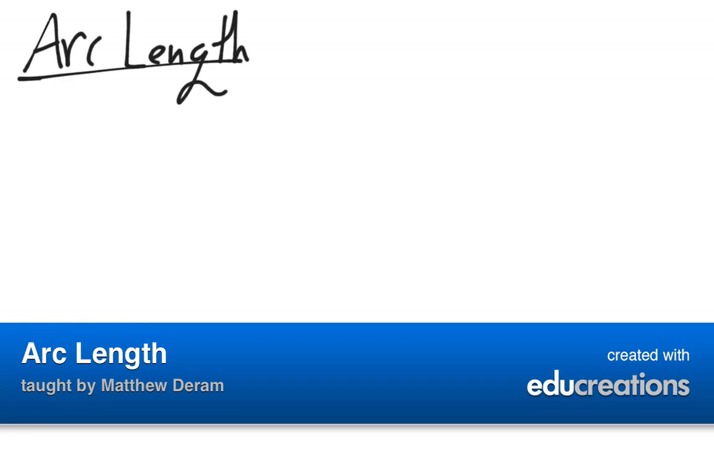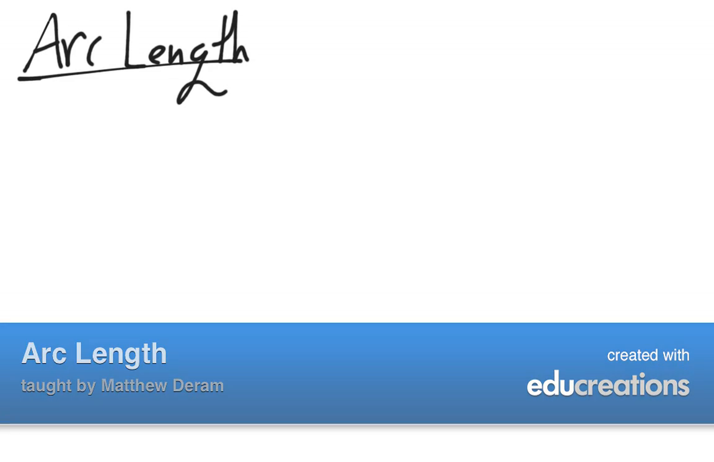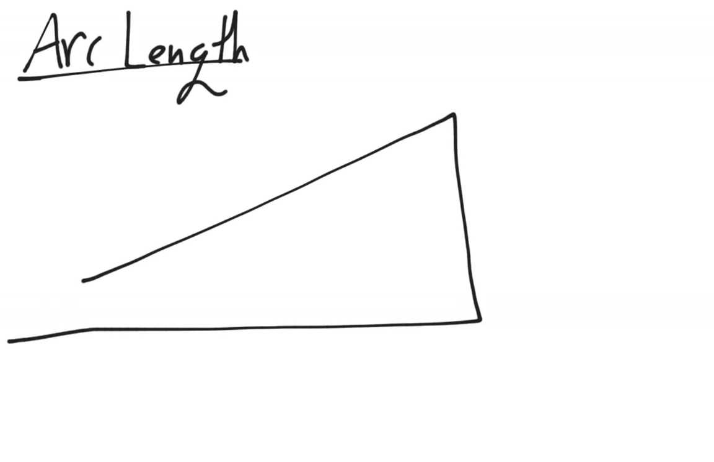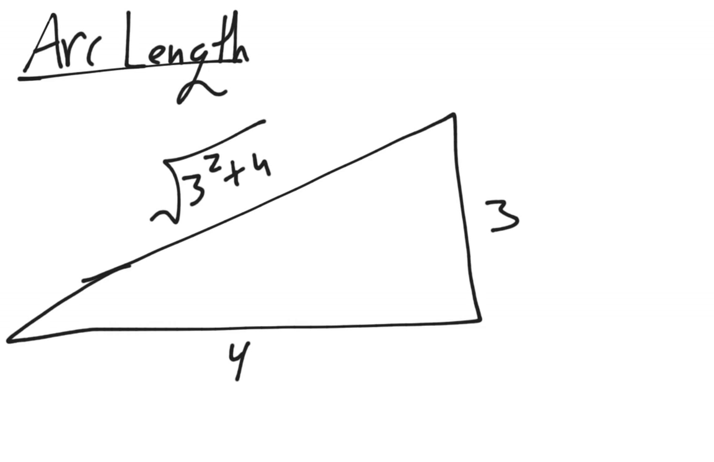Another application of integration that we're going to look at is called arc length. Arc length is the length of a curve. If we recall from geometry, let's say we have a right triangle, and this is 4, and this is 3, then we can use the Pythagorean theorem to find out how long the hypotenuse is, and here we'd get 5.